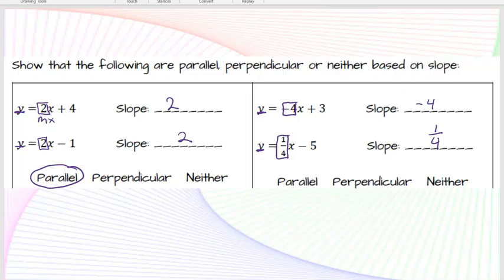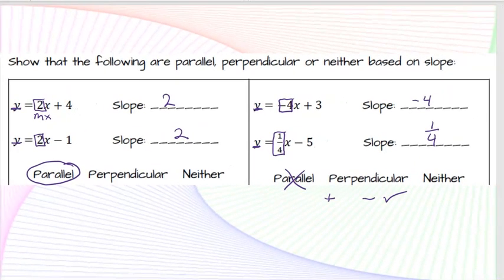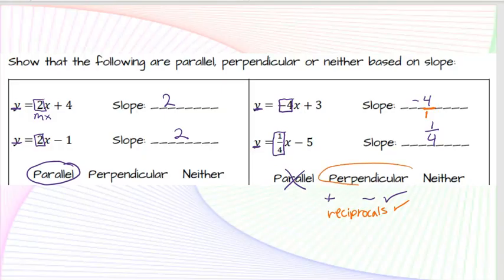So looking at them, they are opposite signs. They're not exactly the same, so we know they're not parallel. They are opposite signs. So you've got one positive, one negative, check. And now we just need to decide if they are reciprocals. So we've got -4 and we've got 1/4. You can also technically write -4 as -4/1. So if you're looking at it this way, we can see that they are reciprocals. So check. So this is in fact perpendicular.